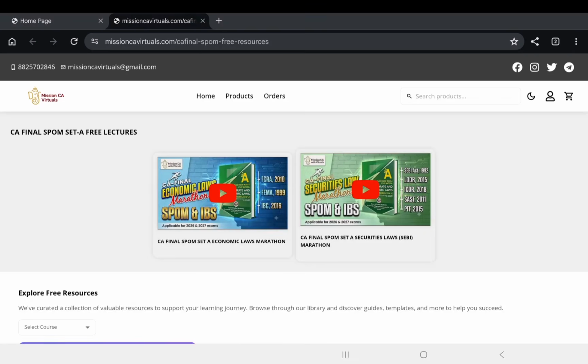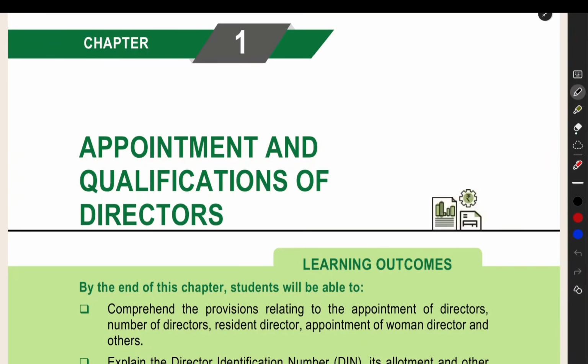So now we can start the chapter. Now we can start to see the overview of the topics in the chapter Appointment and Qualification of Directors. This is the first chapter in company law. Now we can start the chapter.